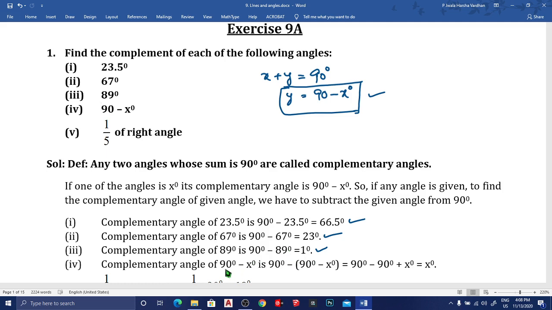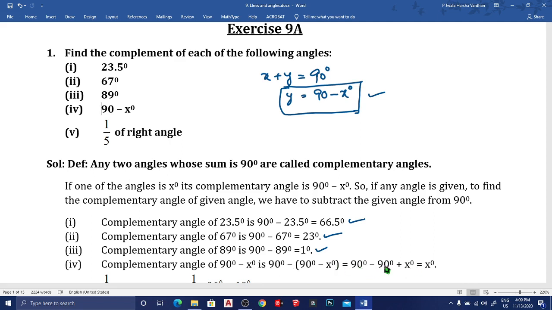Next one is given as 90 minus x degrees. It is given in the form of an expression only. So in place of x, you have to take the total expression, 90 minus x. So it is 90 minus (90 minus x). Because the angle is given in the form of this expression, now multiply the terms in the brackets using the minus sign here: 90 minus minus 90, minus into minus is plus x degrees.